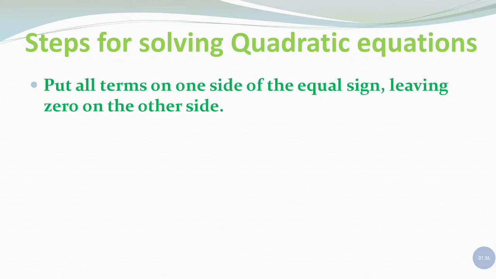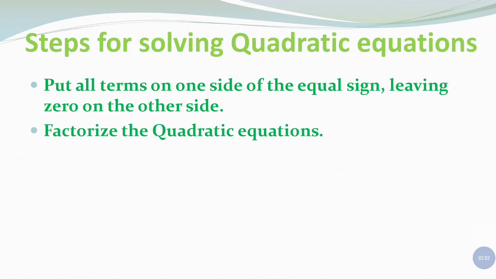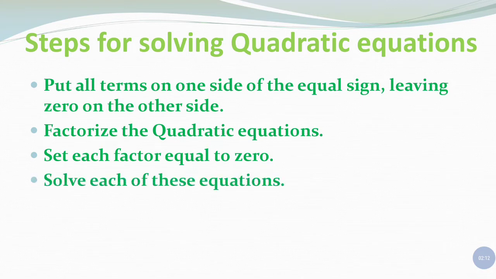Now, steps for solving quadratic equation. Step number 1, what you'll do is that on the right hand side you'll try to make it 0. After making 0, now you'll factorize the quadratic equation. Step number 3, now what you'll do is that the factorized form, those factors you'll equal to 0, and you'll solve this for the value of x.